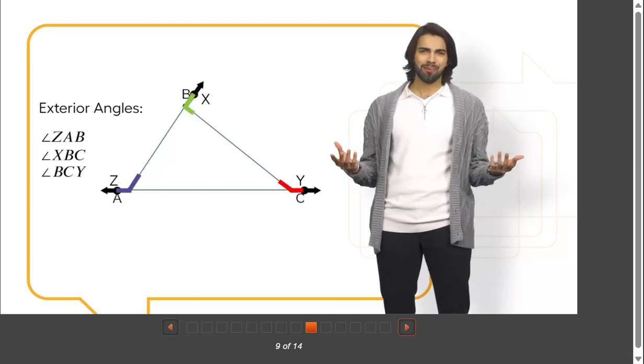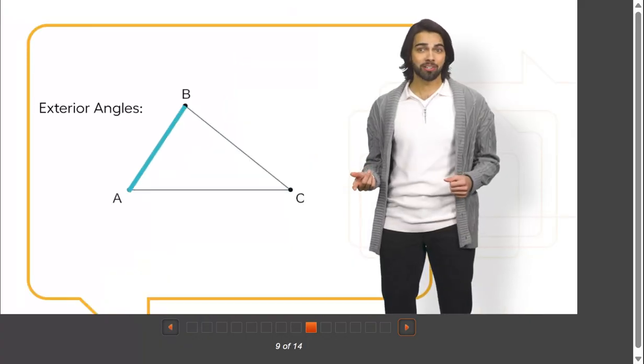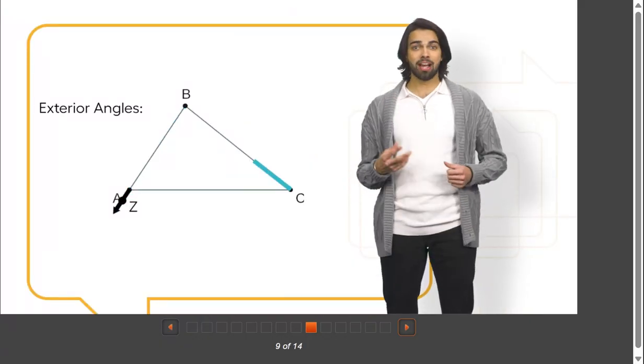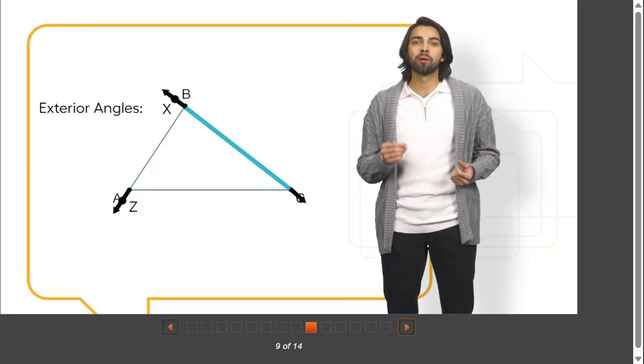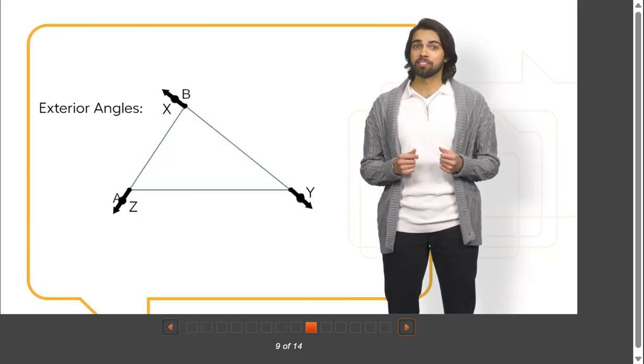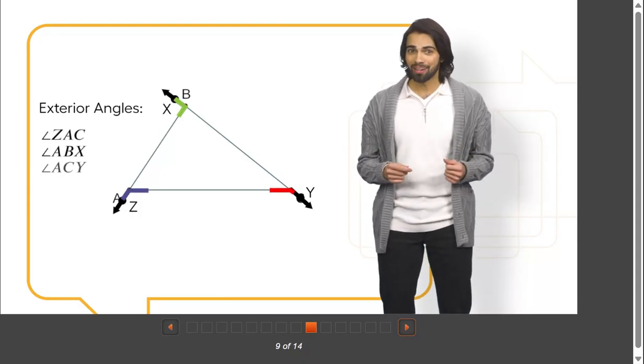But wait, we kind of just picked how to extend those sides. We could have picked differently. We could have extended different sides in different directions. This side could extend to a point Z, this side to a point X, and the same side in the opposite direction to a point Y. Now our exterior angles are ZAC, ABX, and ACY.